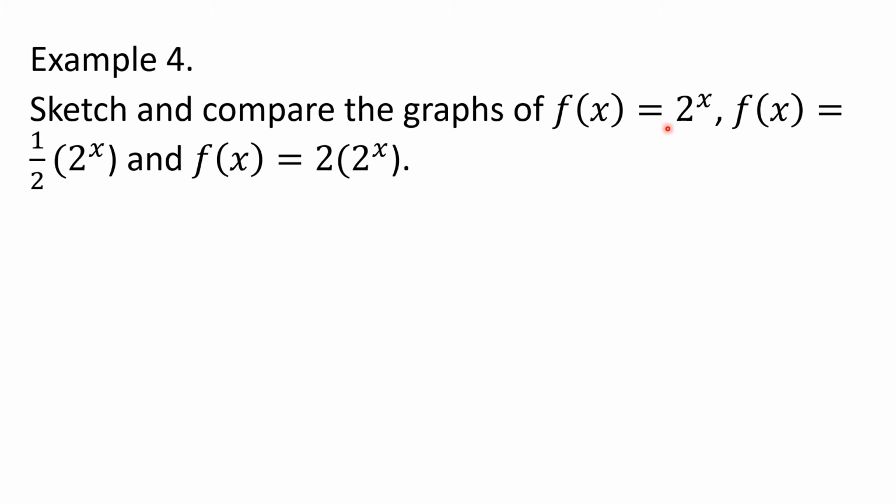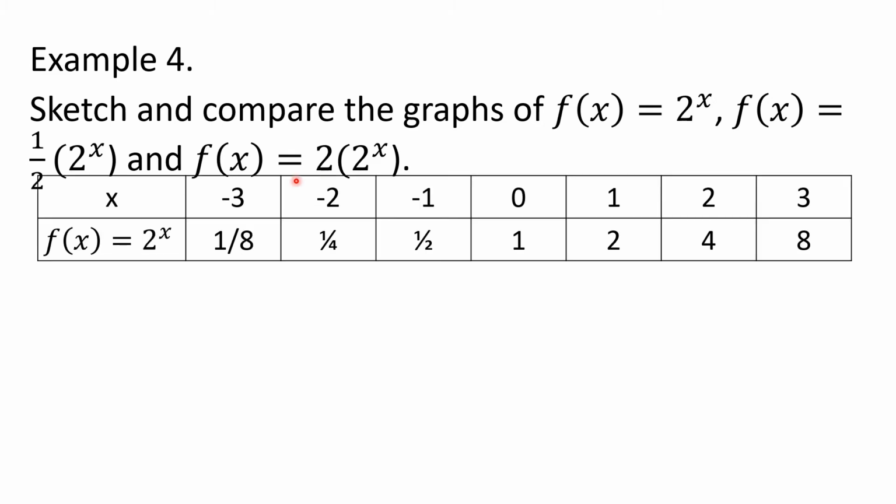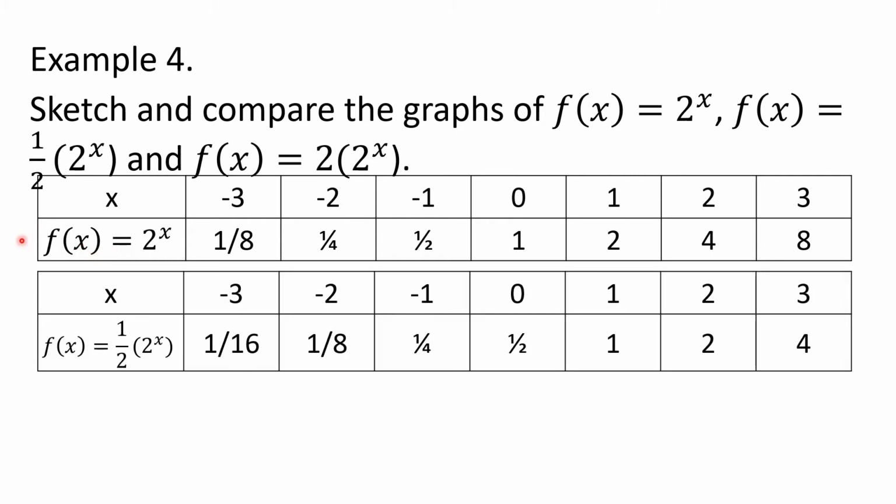In the first equation, the value of a is positive 1. For the second, it's 1/2. For the third, it's positive 2. So we'll prepare 3 tables of values. The first is for f of x equals 2 to the x. The second is for f of x equals 1/2 times 2 to the x.